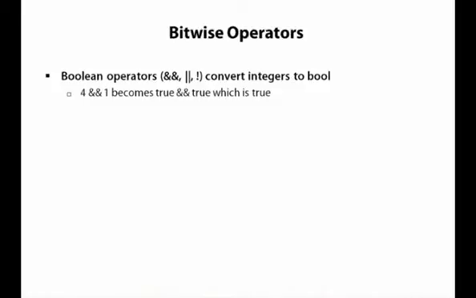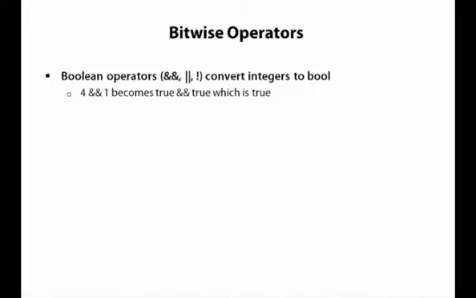I've mentioned a couple times, when you try to put an integer into an if, it gets converted to true or false. 0 is false, everything else is true. So if I want to do 4 and 1, imagine longer expressions, one of which evaluates to 4 and one of which evaluates to 1. That's true, and that's true.